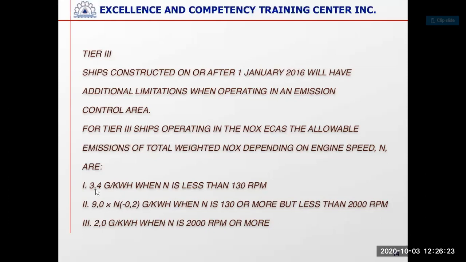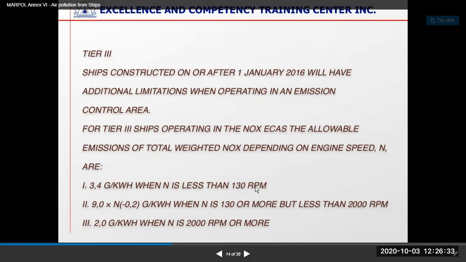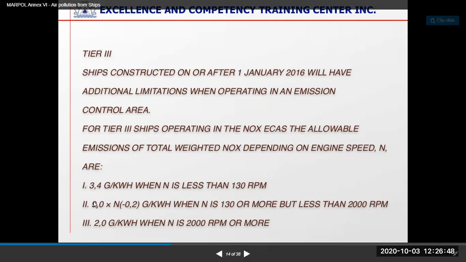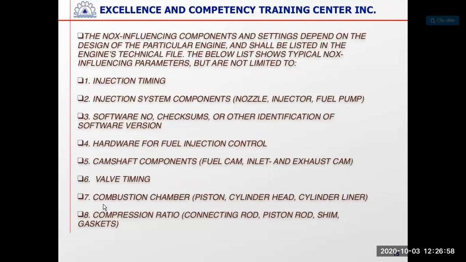So for ships constructed after January 2016 and RPM less than 130, 3.4 grams per kilowatt hour, because for most merchant navy ships the RPM is less than 130. Then if it is between 130 and 2000, 9.0 times n to the power minus 0.2 grams per kilowatt hour. And if it is more than 2000, 2 grams per kilowatt hour. So here also you can see from 44 it's directly coming to 9. So quite a drastic change is there.